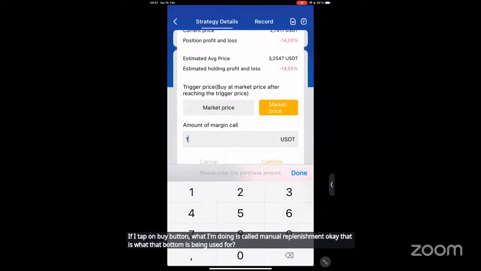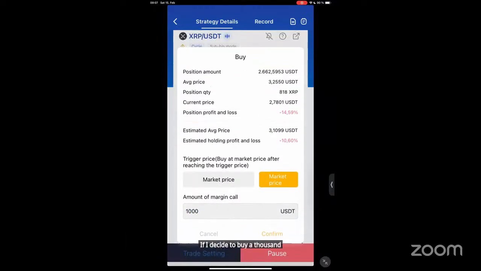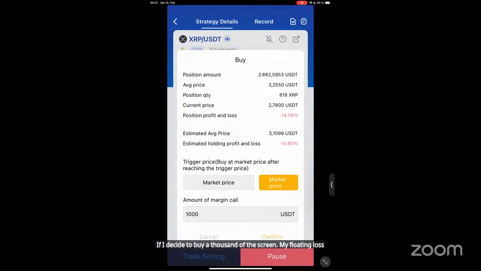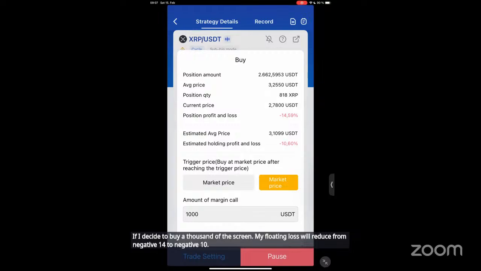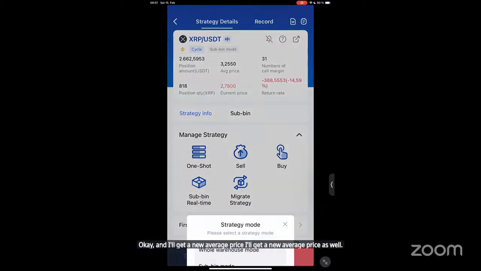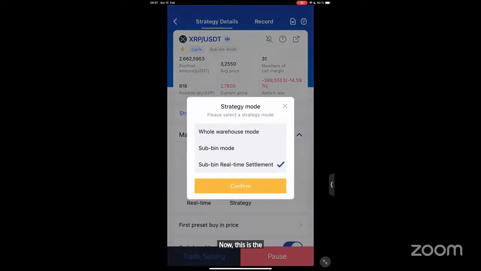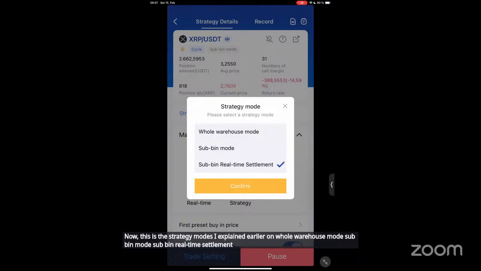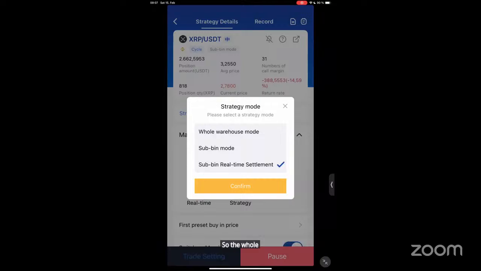If I decide to buy 1,000 of this coin, my floating loss will reduce from negative 14 to negative 10. Okay, and I'll get a new average price as well. Now, these are the strategy modes I explained earlier on: whole warehouse mode, sub-bin, and real-time settlement. If you are following and listening to me well, you would remember that I already explained them. So the whole warehouse mode sells everything in whole.